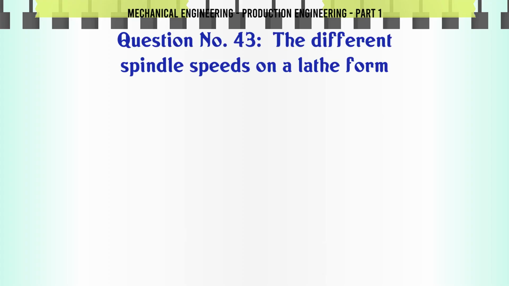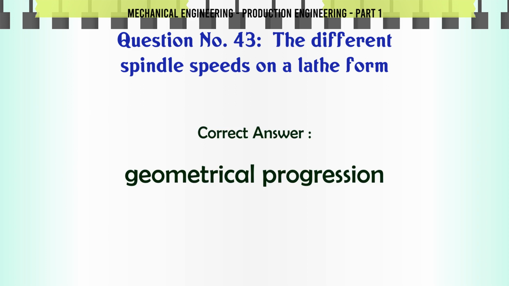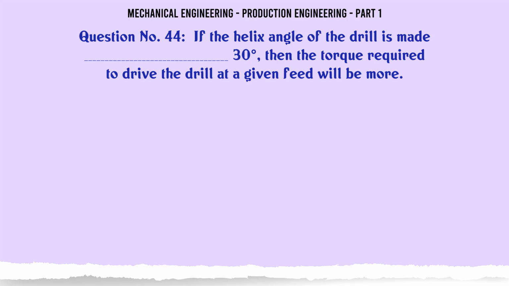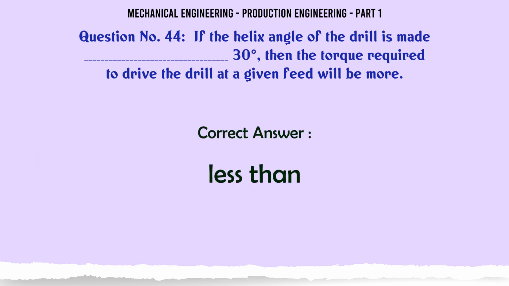The different spindle speeds on a lathe form: A, arithmetical progression; B, geometrical progression; C, harmonical progression; D, any one of these. The correct answer is geometrical progression. If the helix angle of the drill is made 30 degrees, then the torque required to drive the drill at a given feed will be more: A, equal to; B, less than; C, more than. The correct answer is less than.